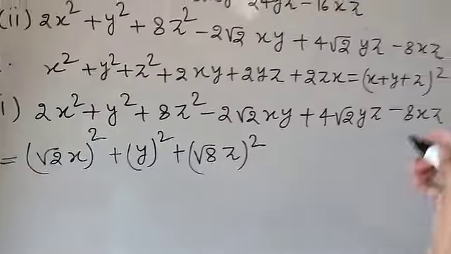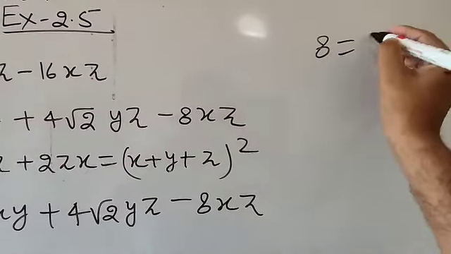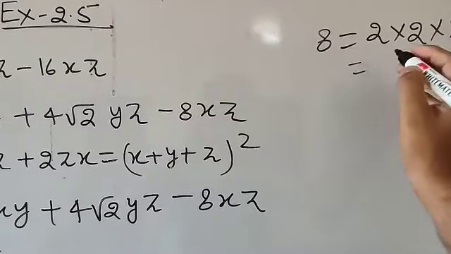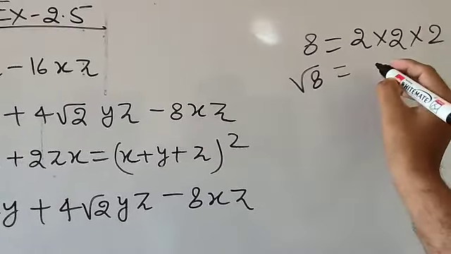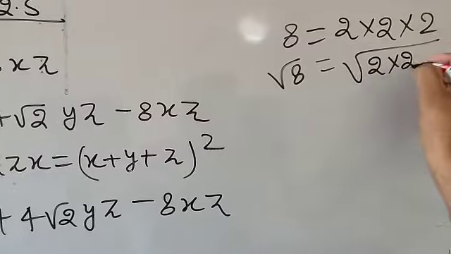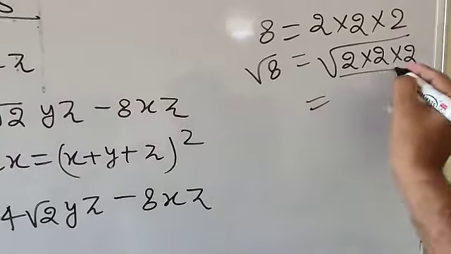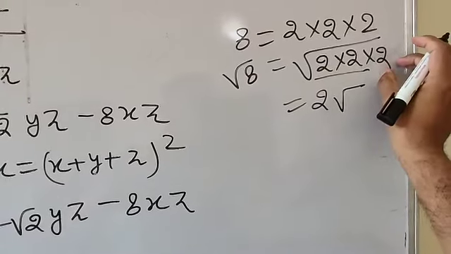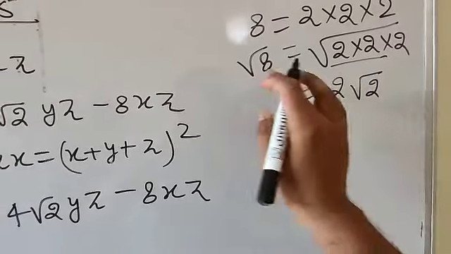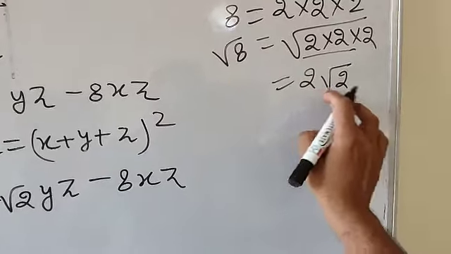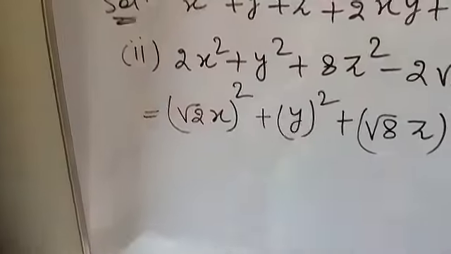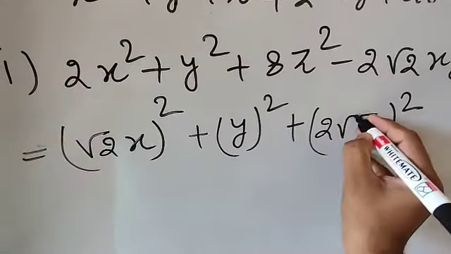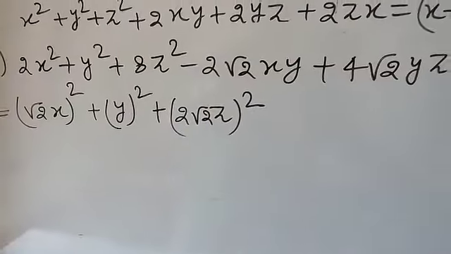square. Now root 8, if you write it as 2 into 2 into 2, it can be written as root of 2 into 2 into 2. Here 2 is in a pair, so one 2 will be outside of the square root, and here 2 is unpaired. So root 8 equals 2 root 2. So here, in place of root 8, I will write 2 root 2. So it can be written as 2 root 2z whole square.